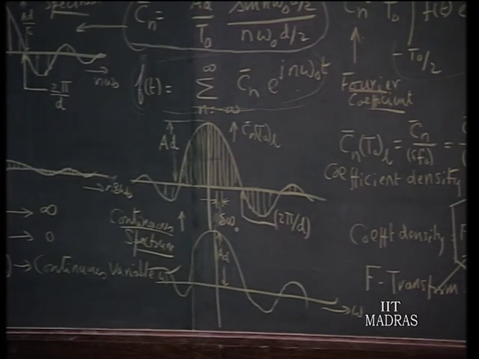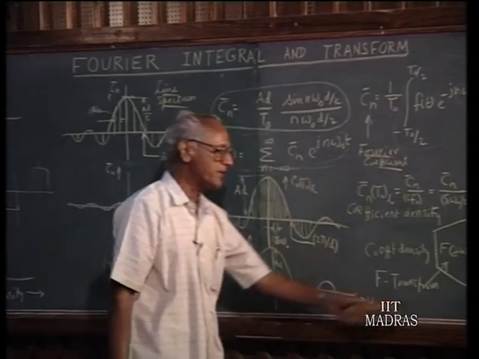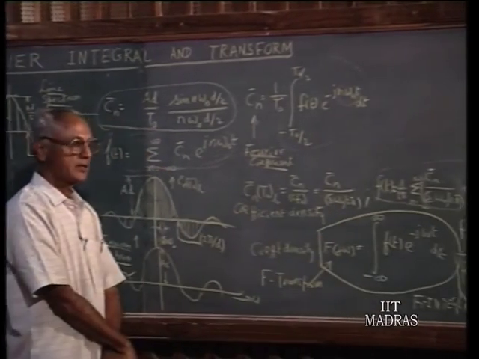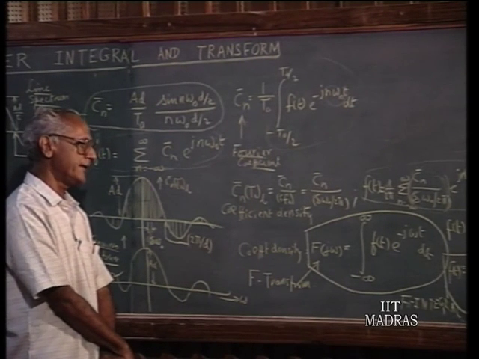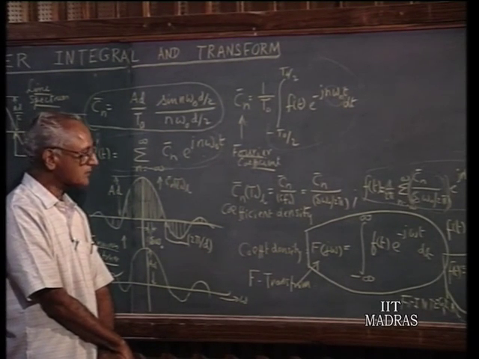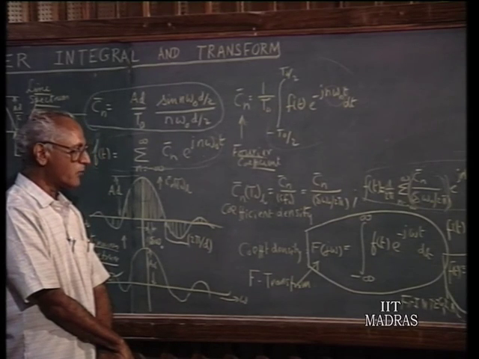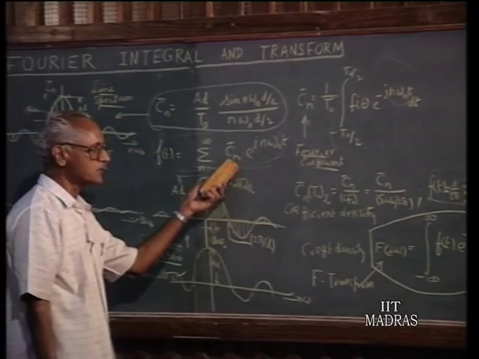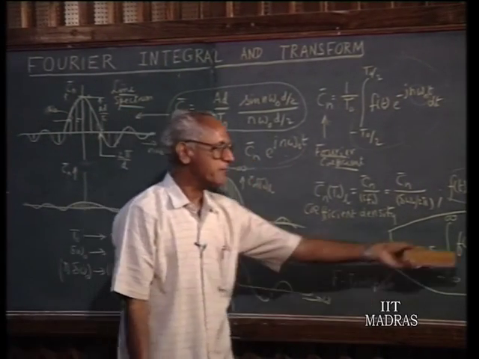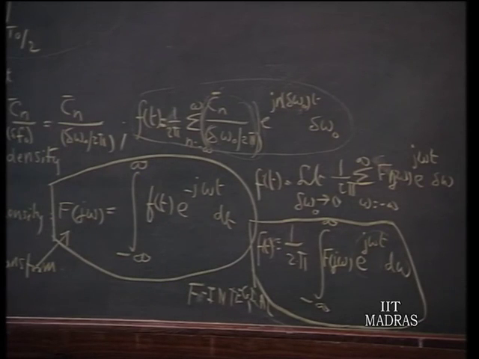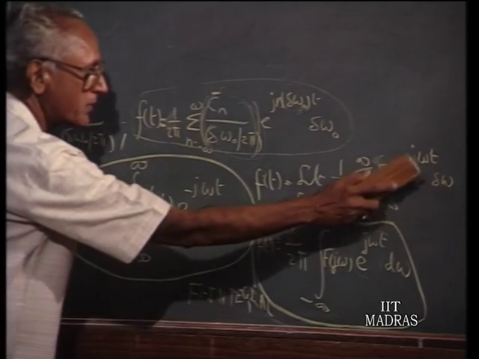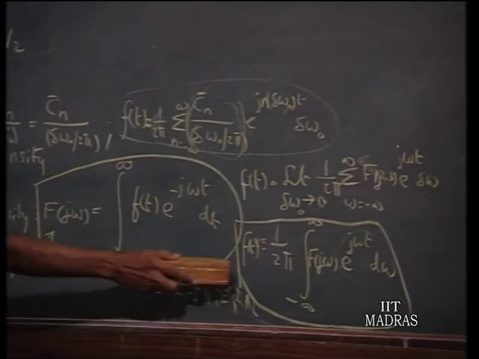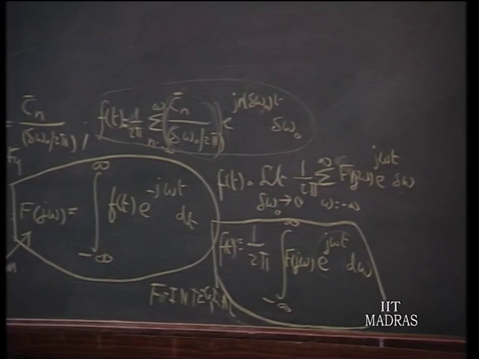We give a new name for that coefficient density: we call that F of j omega, the Fourier transform, which is given by the formula integral from minus infinity to plus infinity of f of t e to the power of minus j omega t dt, that is F of j omega. To recover the original function f of t from F of j omega, instead of the Fourier series we now take the limit of the summation as delta omega tends to 0 of 1 over 2 pi times the Fourier coefficient density times e to the power of j omega t delta omega, and that leads us to the formula like this, which is called the Fourier integral.